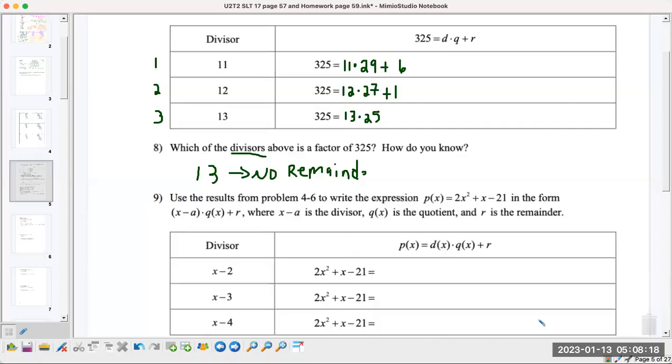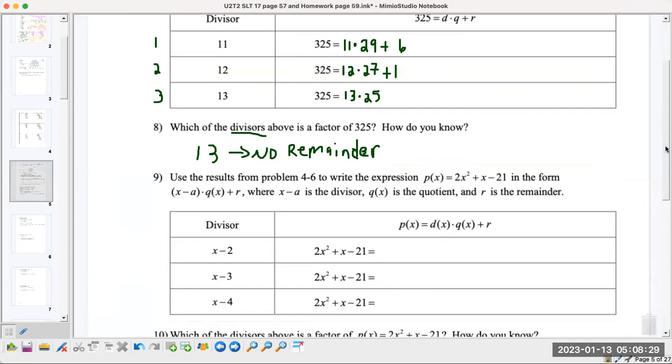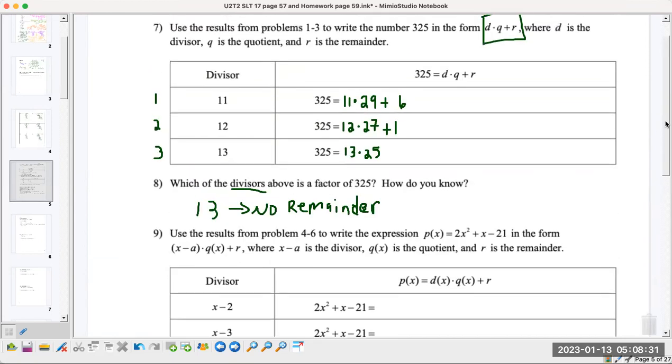I'm sorry, guys, my internet's going out, so I got booted off of Zoom. So hopefully I don't know where we left off, but I don't know where it stopped. So hopefully you got to do 7 and 8.